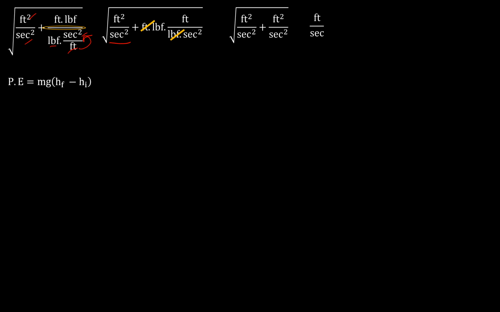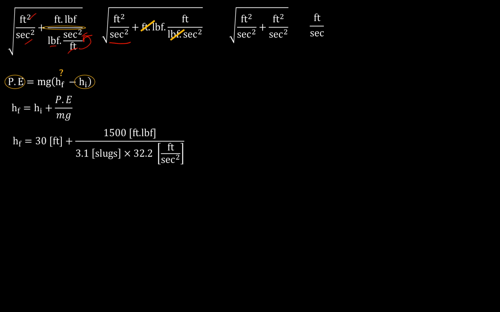Now we need to find the potential energy. The potential energy tells us what? Mass times gravity times the change in elevation, right? Okay. So now we are given the potential energy. We are given the initial height, which is 30 feet. We need to find the final height, the mass, and the gravity. We have these two values. So here we will use algebra to solve for the final elevation, h sub f. And here we will plug in the given values, and we will get an answer of 45.03 feet.